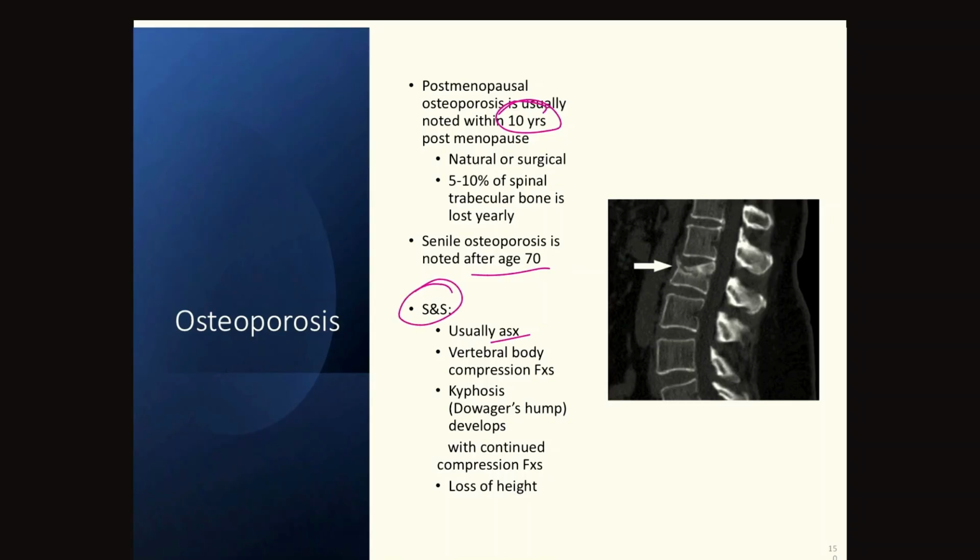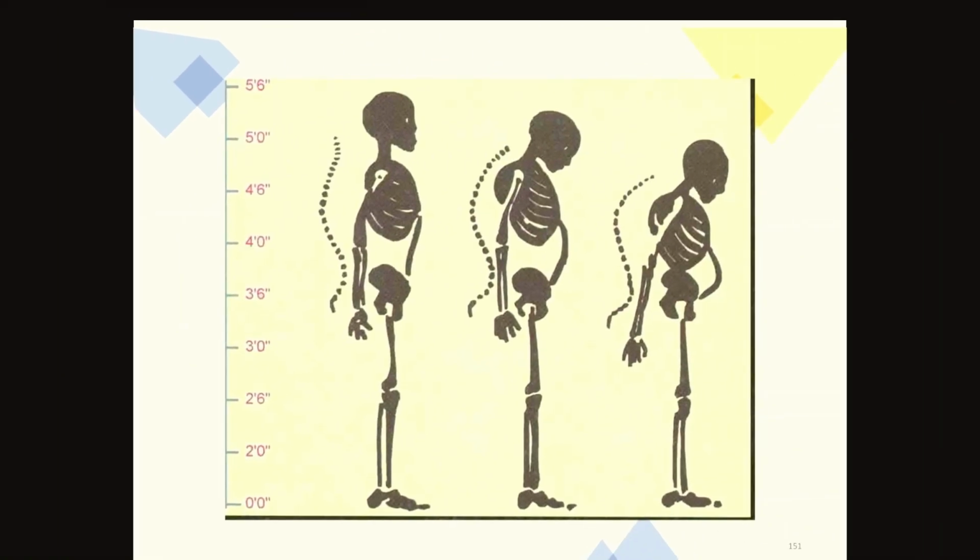Signs and symptoms: usually it's going to be asymptomatic. Osteoporosis doesn't really cause pain unless you get to the point where you have a fracture. Then you'll get pain. So you get these vertebral compression fractures. You may start getting kyphosis, called a dowager's hump. They start leaning over and can't stand up. Loss of height. You see how these elderly women start shrinking. Next time you hug your grandmas, now you understand why they're shrinking.